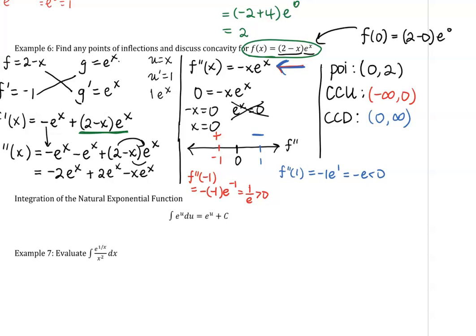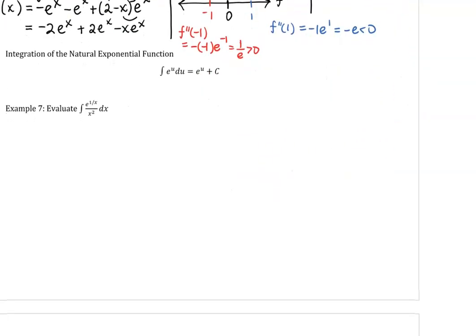So all of the examples that we have looked at so far were either taking the derivative of an exponential function or using an application of the derivative or derivatives of exponential functions. Now we're going to move on to integrating and applications of the integral of an exponential function. So we have our integration rule here, that the integral of e to the u du is equal to e to the u plus c.